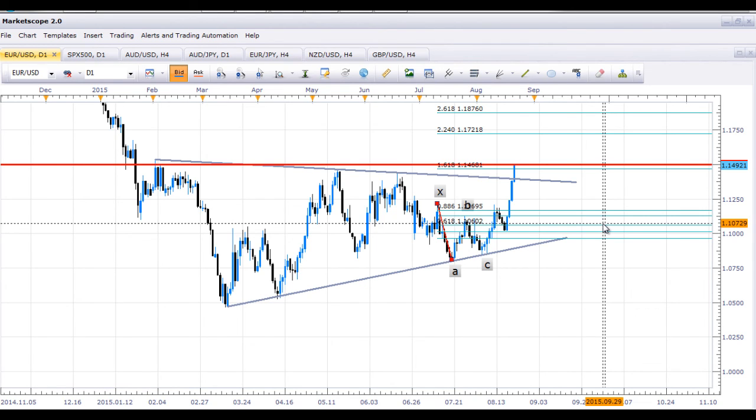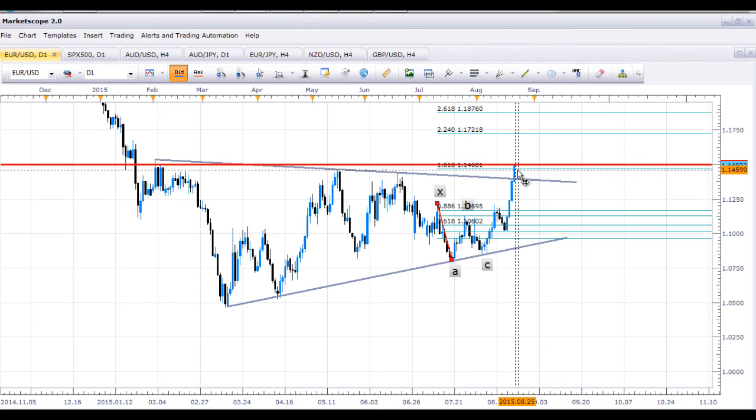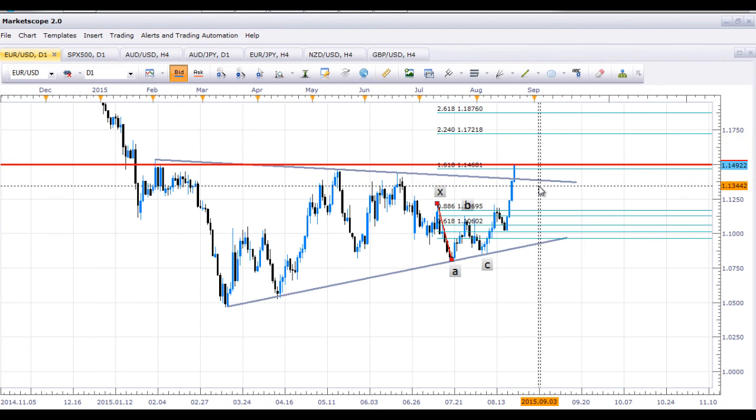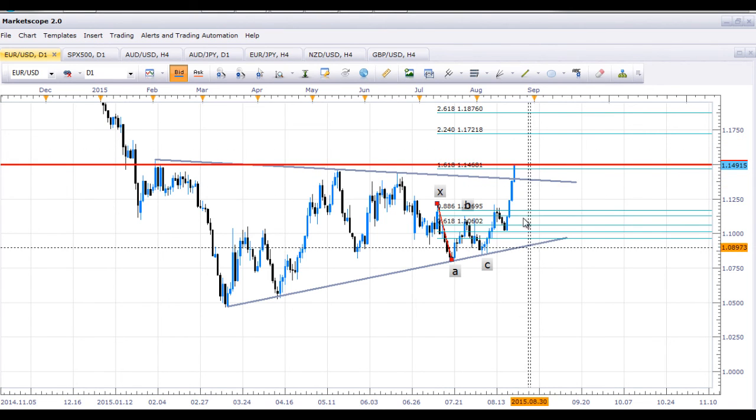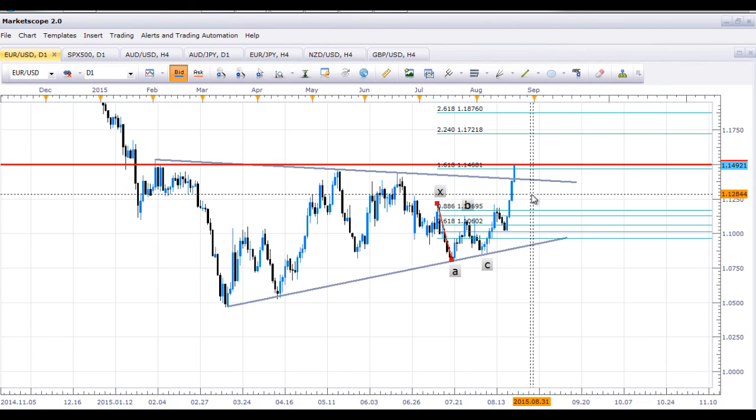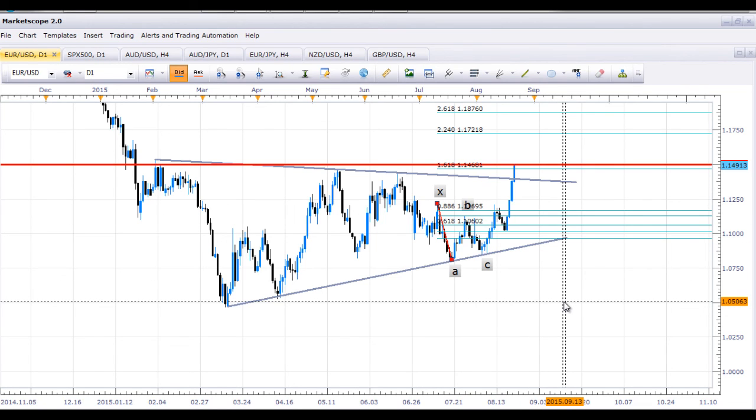Of course, a completely different scenario would be a false break above 115 or a bearish engulfing pattern with a break below back in the triangle. But just based on a harmonic pattern, no, I'm not trading this.